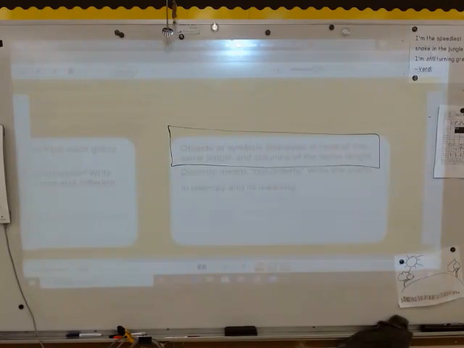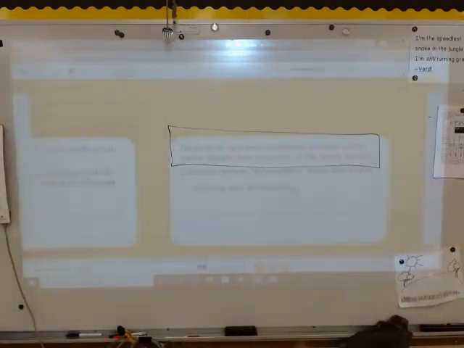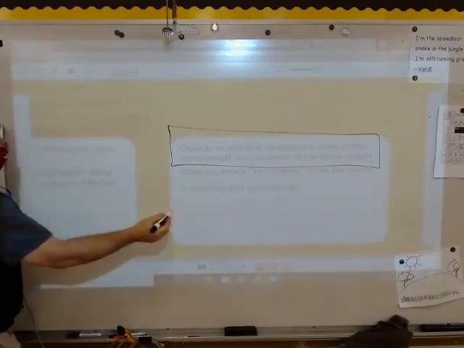Who's still writing that in? Okay, double check that you get everything in there. Objects and symbols displayed in rows of the same length and columns of the same length. If you're done writing that, then what I want you to do is make an actual array, because this is what an array looks like.